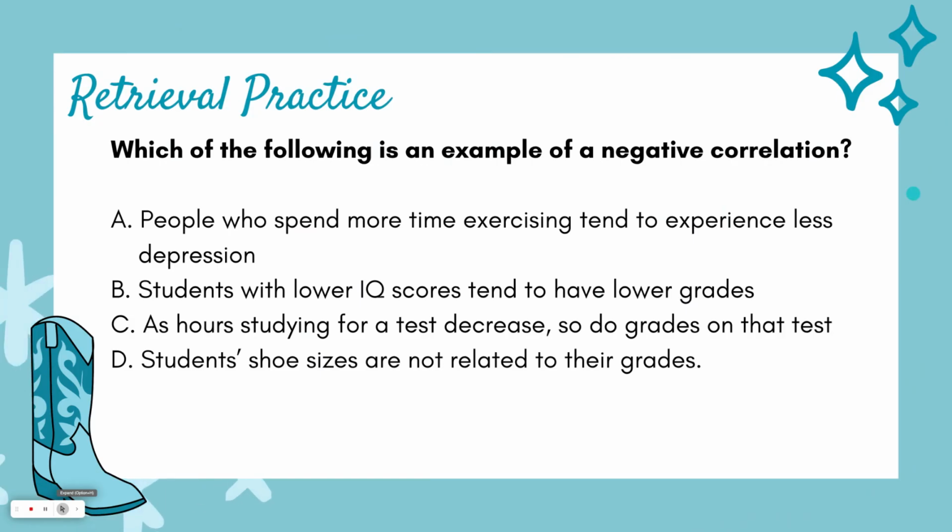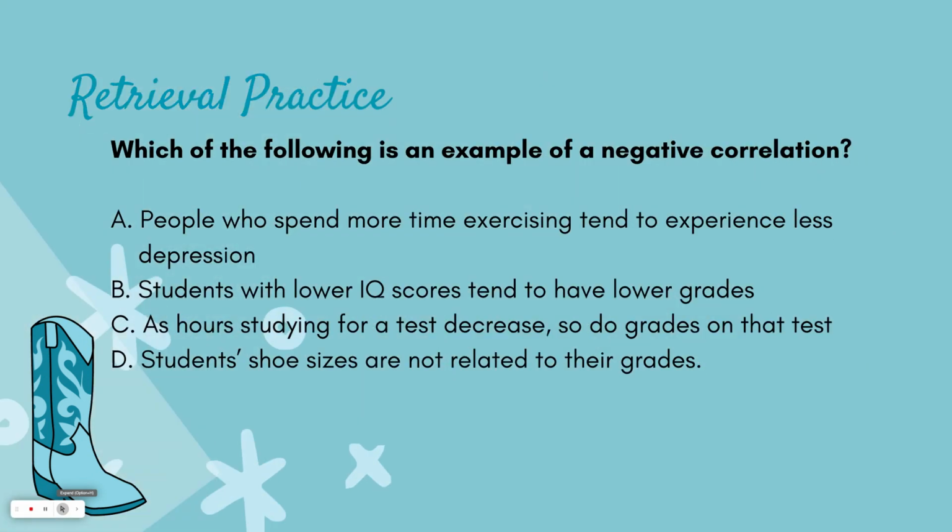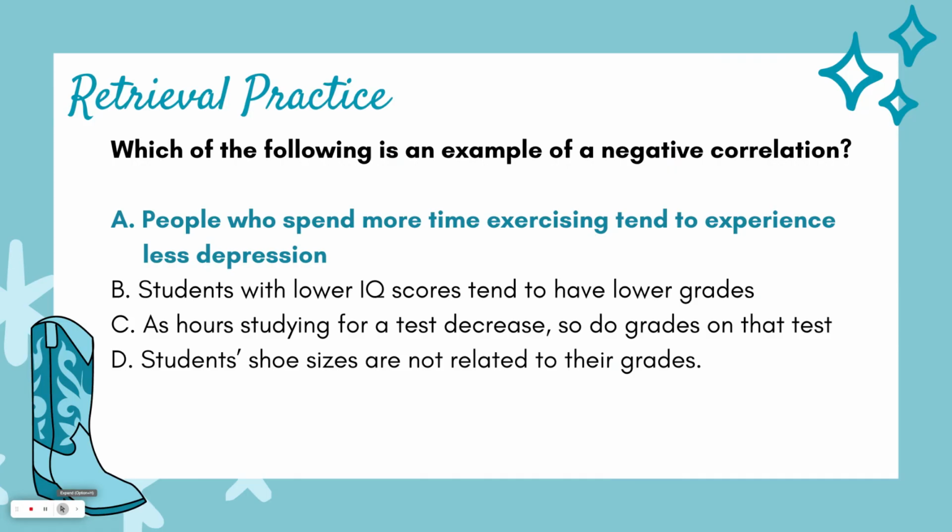A little bit of retrieval practice, and then we are done. So, first, which of the following is an example of a negative correlation? Go ahead and respond. Hopefully, you said A, people who spend more time exercising tend to experience less depression. This is the answer because as exercise time increased, depression rates, it says less depression, decreased. The variables are moving in different directions, meaning it is a negative correlation.